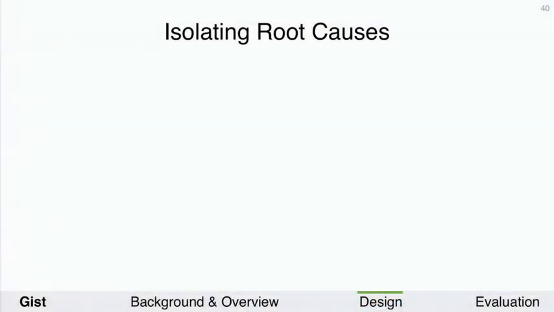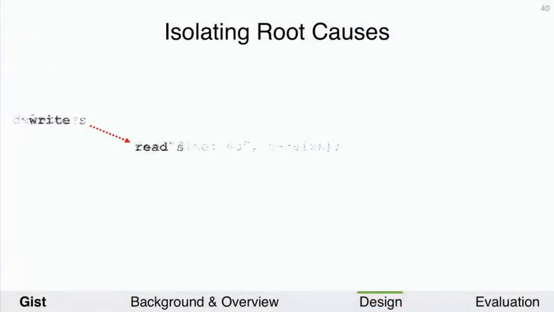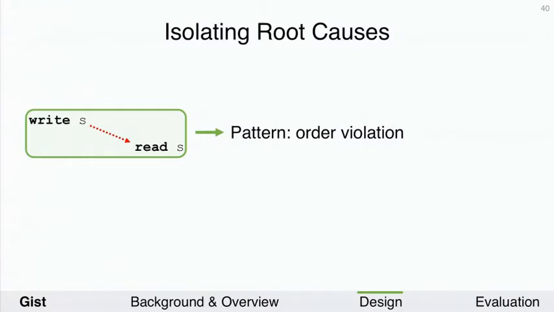Now, again, consider our running example. A deletion of S is followed by another thread's dereference of S. So in abstract terms, this is a write followed by a read in a particular order in two different threads that leads to a failure. This type of failure is a common type of failure in multi-threaded programs. It's called an order violation.